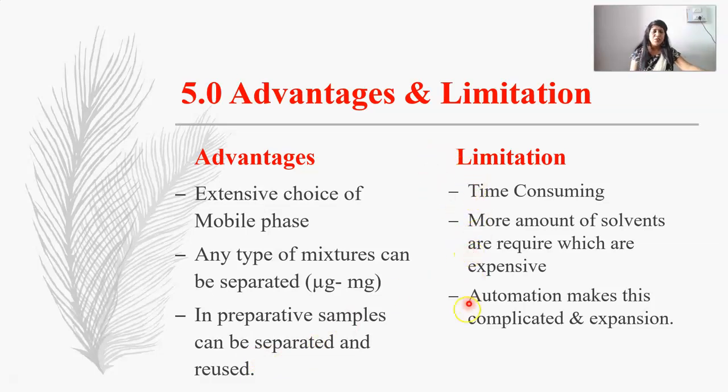And there are certain limitations. It is a time consuming process, as the column has to be fully saturated by the mobile phase and then the sample is applied for the separation. It requires a lot of time, and more amounts of solvents are required, which are very expensive. Automation makes this complicated and expensive. Proper automation is required, and if it is handled by a person skilled in advanced instrumentation, proper automation is possible over here.